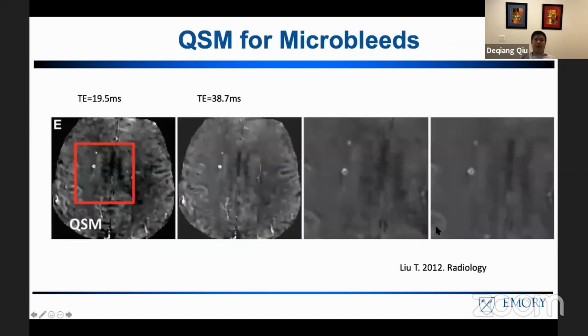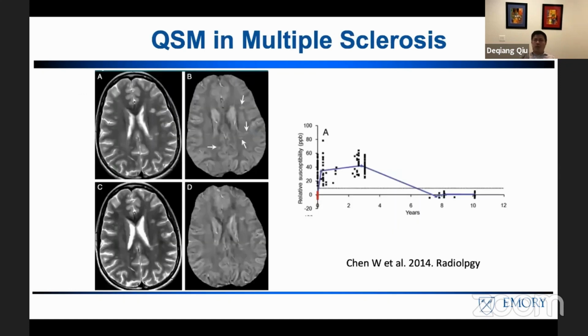Obviously, QSM works very well because it's sensitive to iron. You can use it to detect microbleeds, and microbleeds contain a lot of iron. If it bleeds, it gets transformed to ferritin or a deoxygenated form, so that it can be picked up by QSM. Also, QSM can be used for studying the age of a lesion in multiple sclerosis.